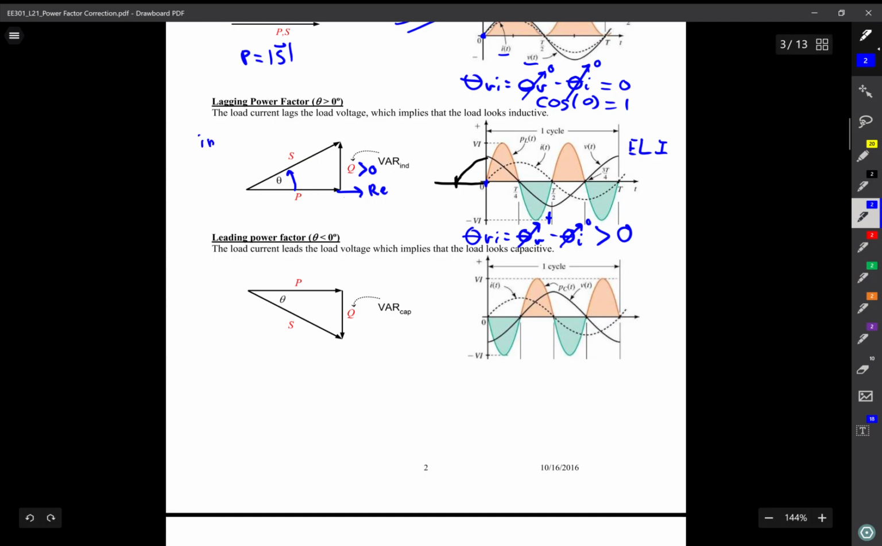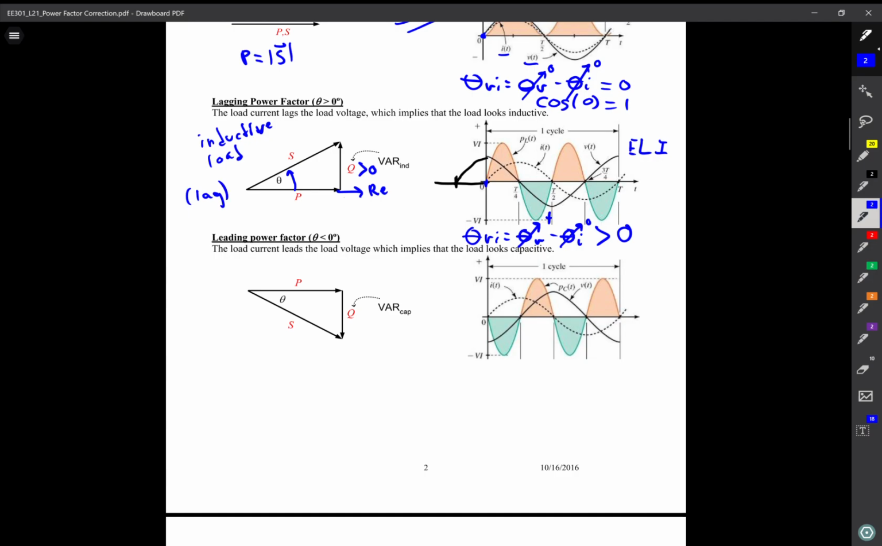So in this case, my voltage leads my current in an inductive circuit, an inductive load. So this whole thing is an inductive load. That is for a lagging power factor, power factor angle greater than 0. We also say that's lagging.